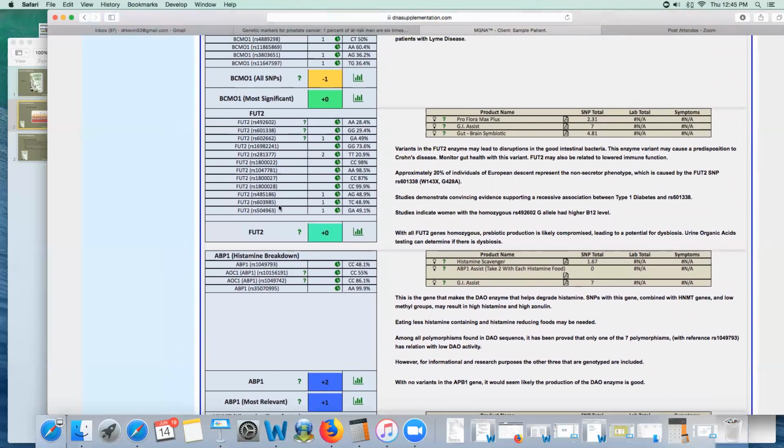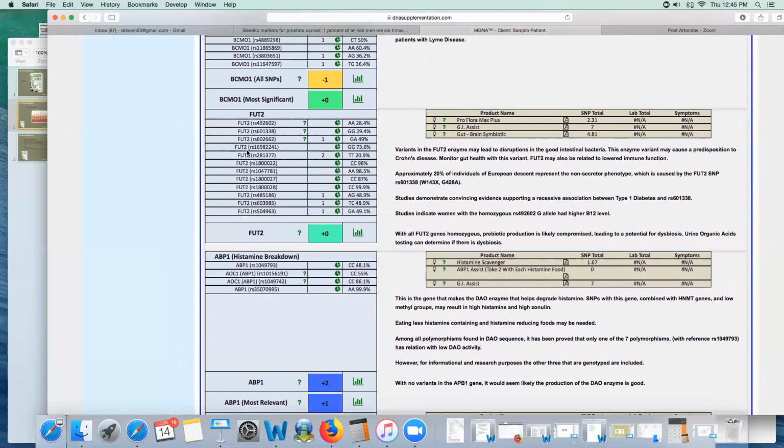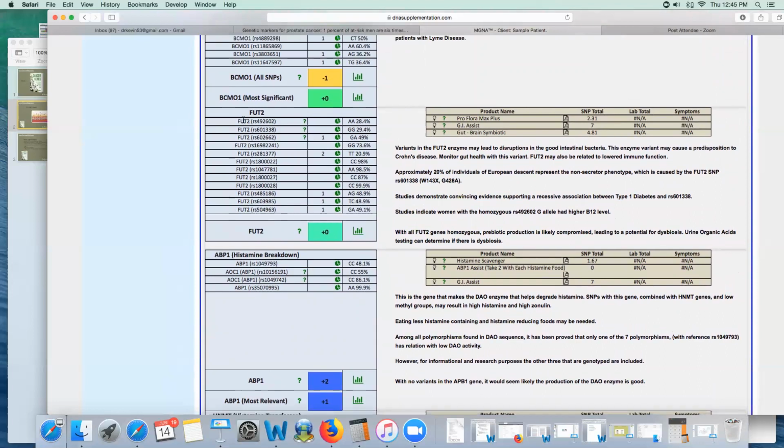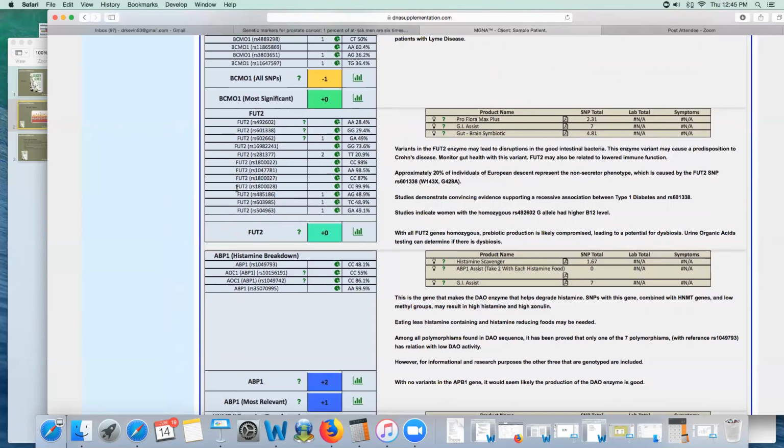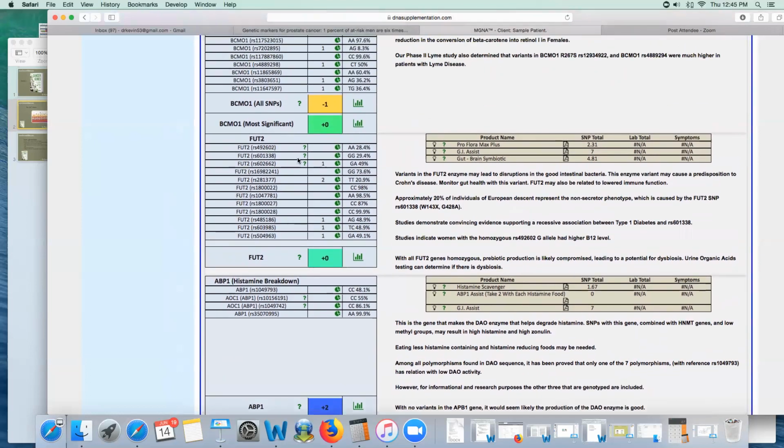Also, these FUT2 genes are very important for the gut as well. The FUT2 genes help the gut make butyrate, help the gut cells heal themselves. So with the FUT2 gene, if a person has a lot of defects in here, and this person has a considerable number of defects, you really want to support this pathway. So we use a product called Sun Spectrum.